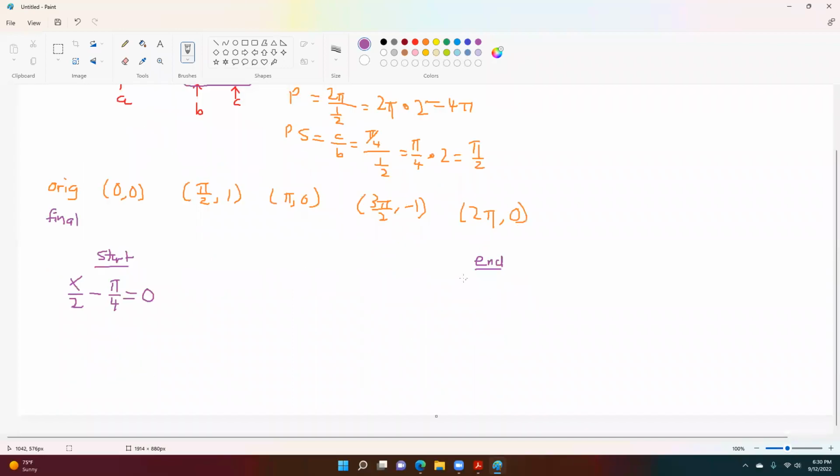That's the starting point. And we will use the same thing, bx minus c. So x divided by 2 minus pi/4, and this all equals 2 pi. Again, I'm finding the starting and the final point of your x value. We don't do the y, we'll do the y value later on. So we'll begin to solve for x for each case here. So I will add pi/4 here.